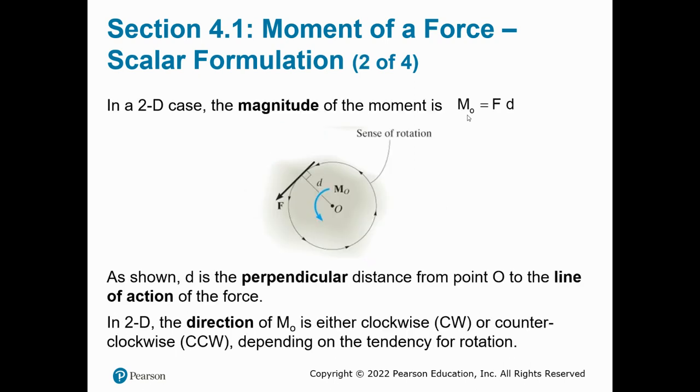In the 2D case, the magnitude of the moment is defined as M equals force times distance, and that's shown in this diagram. D is the perpendicular distance from point O, which is the axis of rotation, to the line of action of the force. And in 2D, the direction of M is either clockwise or counterclockwise, depending on which direction it's trying to rotate.